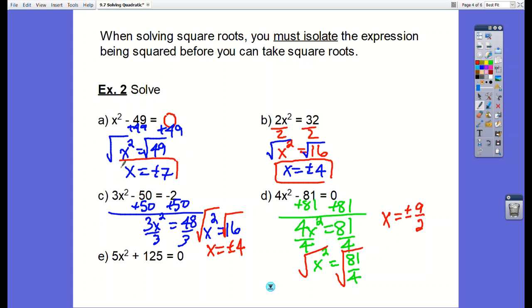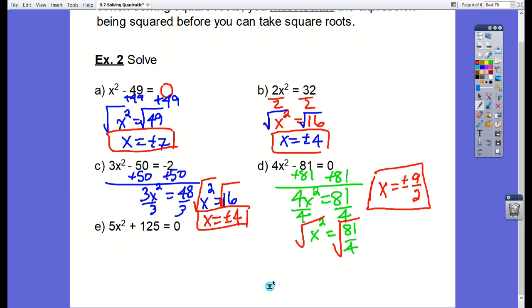Is it okay if I factor? Yes, you can factor a difference of two squares. You get 2x plus 9, 2x minus 9, and so you get the same answer. Now, if the directions just say solve, great. Tonight's homework, I want you to practice this method. On the chapter 9 test, there's going to be sections for both. I'm going to say solve using square roots, and there'll also just be a solve section.